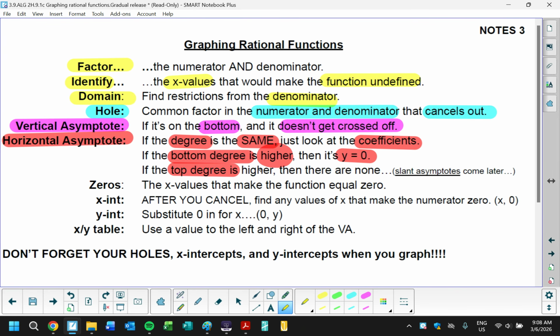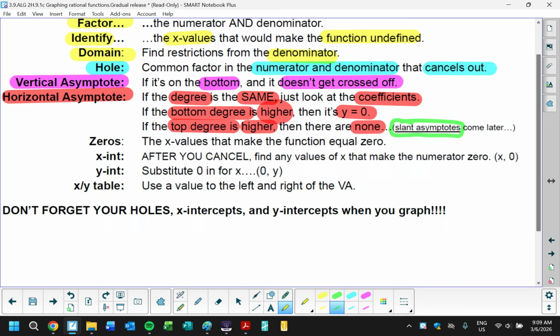If the top is larger, then there are none. Well, that's only partially true. There are actually some things called slant asymptotes that'll come later in pre-calc, but you don't have to worry about that. For this year, we're going to focus on vertical asymptotes and horizontal asymptotes. If you want, you can go watch a video and look up slant asymptotes, and you'll have some good stuff. You'll see a lot of all this stuff in addition to some extra slant stuff.